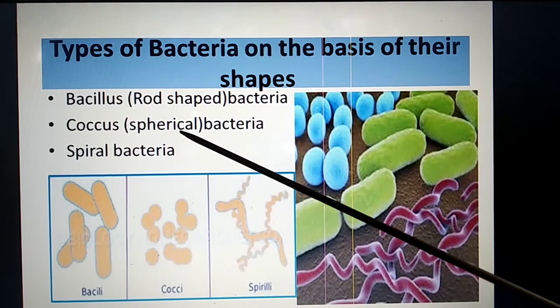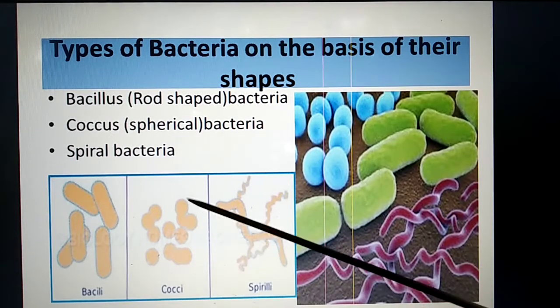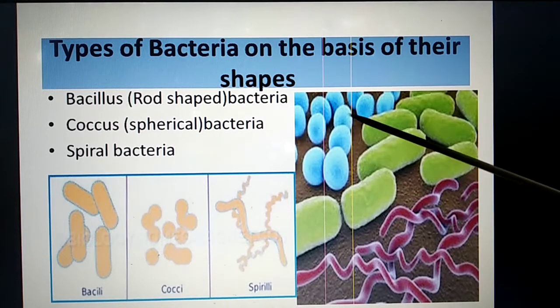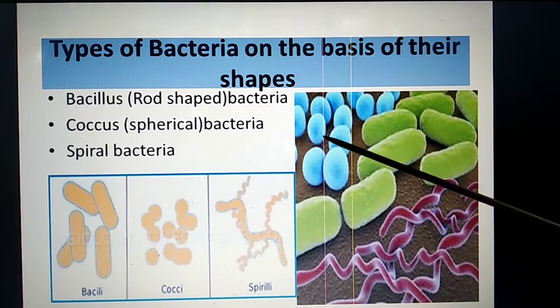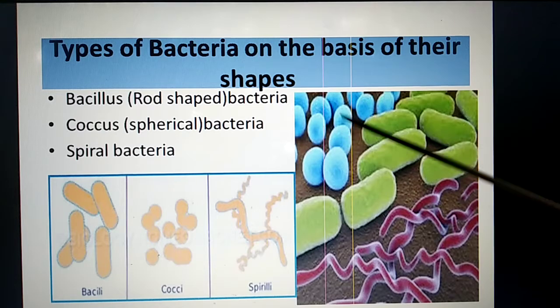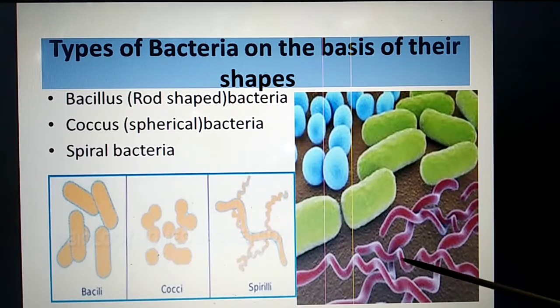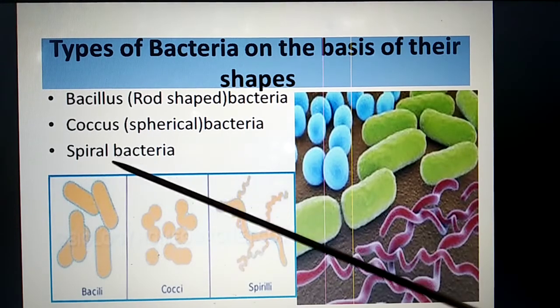Next is coccus. Coccus means spherical. Those bacteria which are spherical are called coccus. You can see in the picture also. These are the bacillus, these are the coccus, and the third one is the spiral bacteria. These are the spiral shape. You can see the spiral shape, and this type of bacteria is called spiral bacteria.